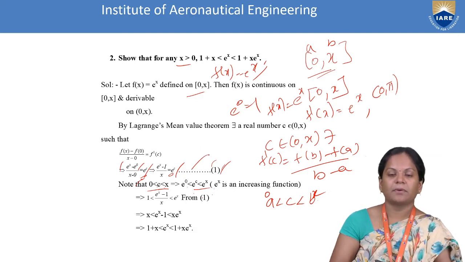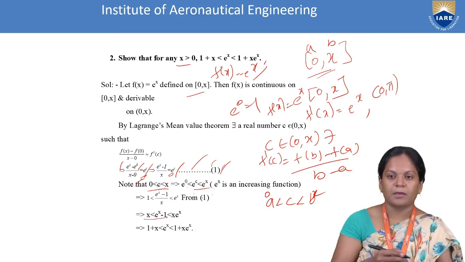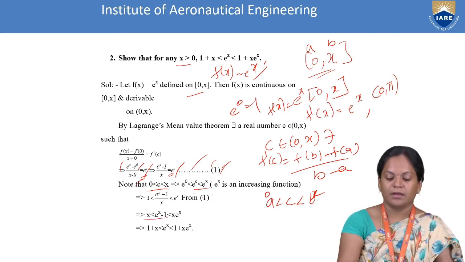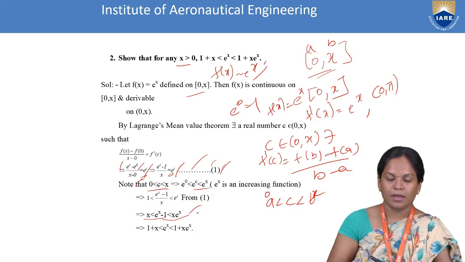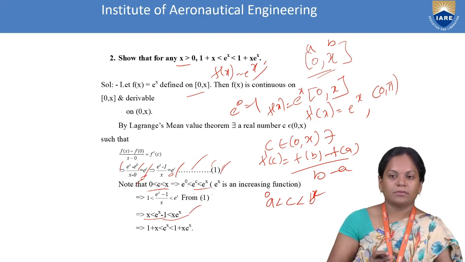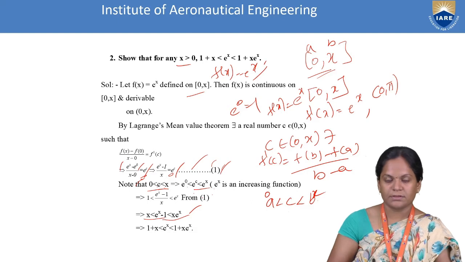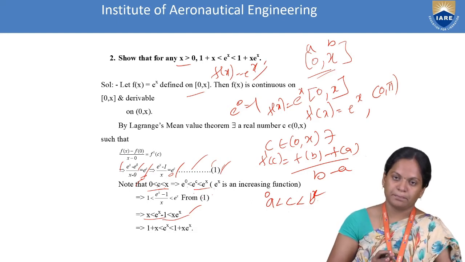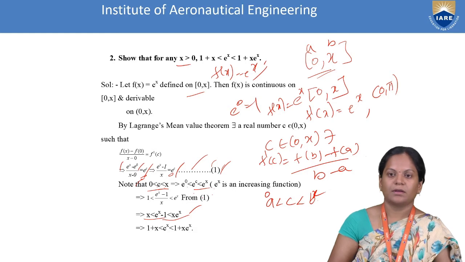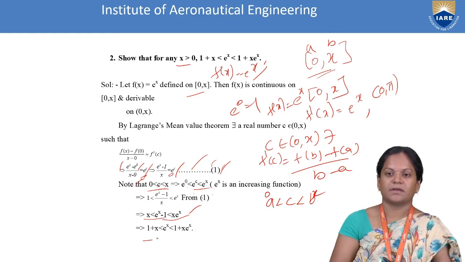E power c is nothing but e power x minus 1 by x. So e power x minus 1 by x less than e power x. Now take x on both sides: 1 into x, e power x minus 1 less than x into e power x. Now I'm removing the minus 1 also, so I'm adding plus 1 on both sides. So x plus 1 less than e power x less than 1 plus x into e power x.